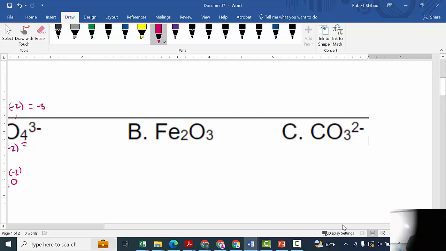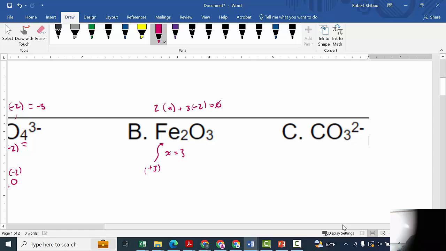All right, what's oxygen here? -2. Iron? Yeah, so 3 times -2 plus 2 times x is equal to 0, the charge on this. And it is, x is equal to 3. Pretty soon you'll go, well, +3 is a common charge for iron, right? It's one of the most common charges for iron.